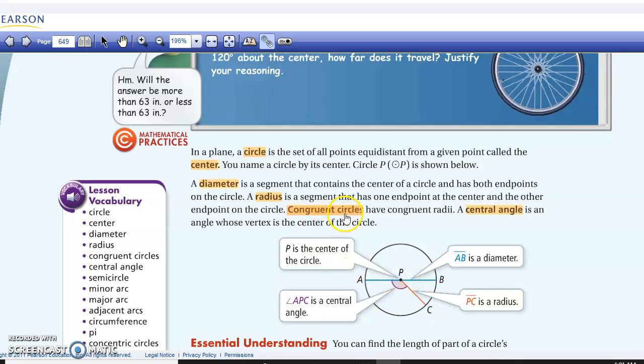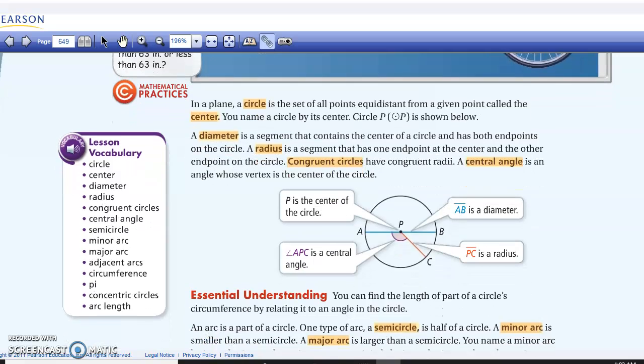Now here we have congruent. Congruent circles have the same radius. That means they share the same measure of the radius. And a central angle is an angle whose vertex is at the center of the circle. That means a central angle is like this, exactly as in polygons.